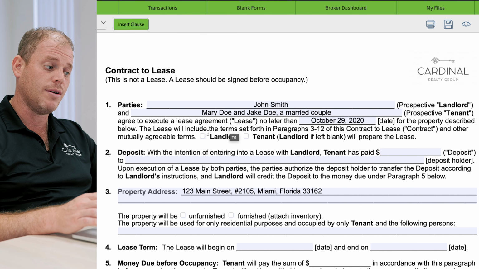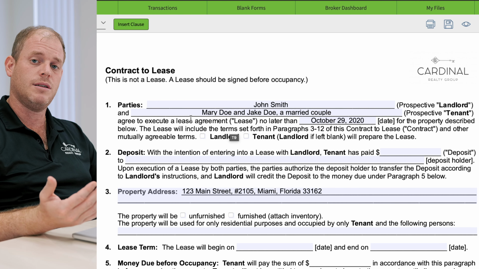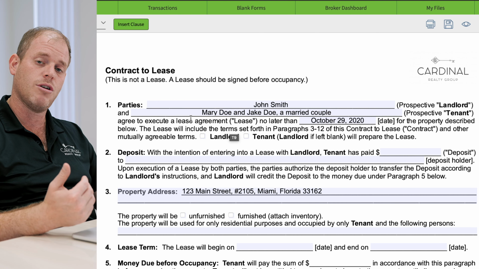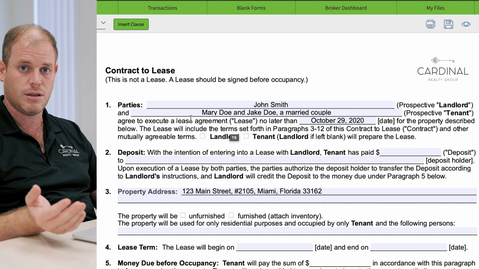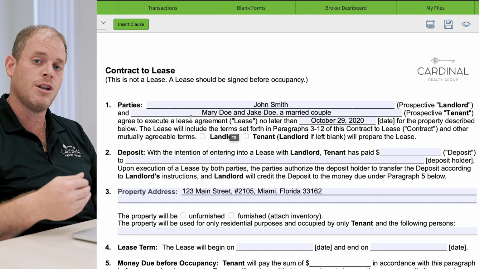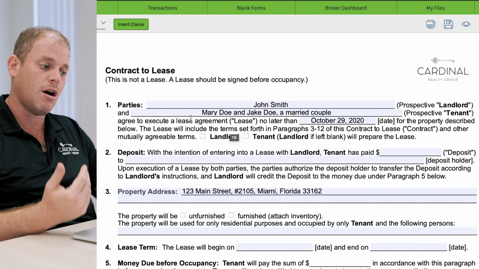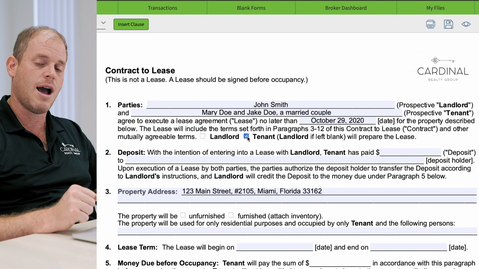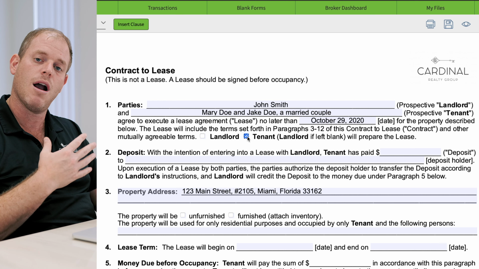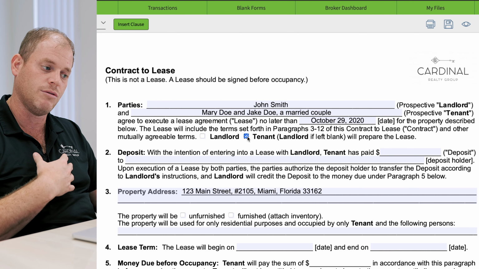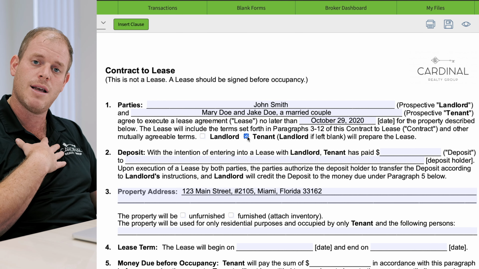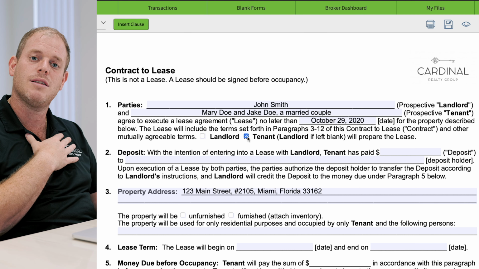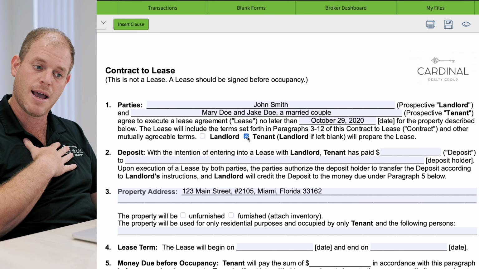Anyways, moving down. Who's going to draw up the lease? Is the landlord going to draw up the lease, or is the tenant going to draw up the lease? And keep in mind, this is just an offer that we're making. So we're going to offer that we're going to draw up the lease. Okay, I'm the tenant in this situation, or I may be the agent for the tenant in this situation, and I want to draw up the lease for my tenant because I want to make sure the lease has the most favorable terms for my client.